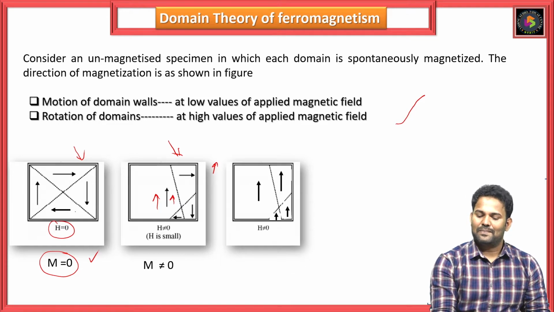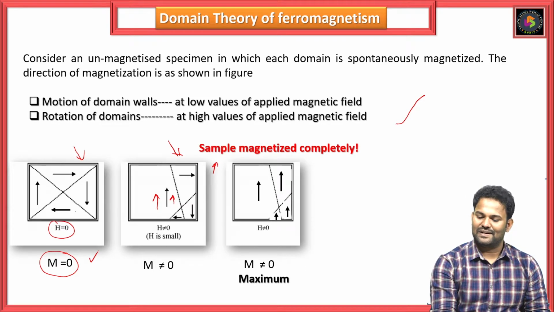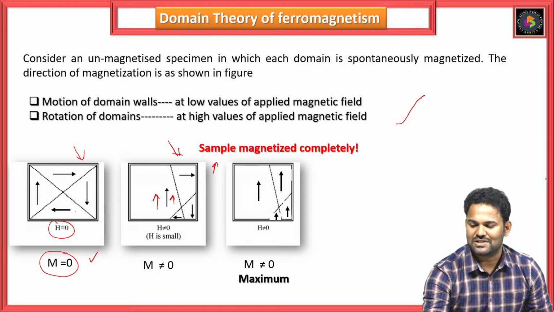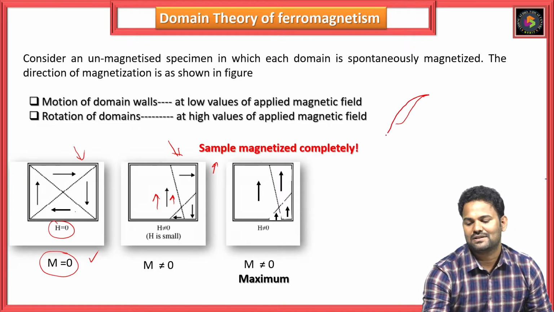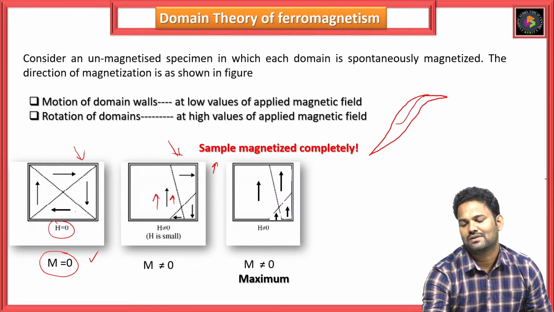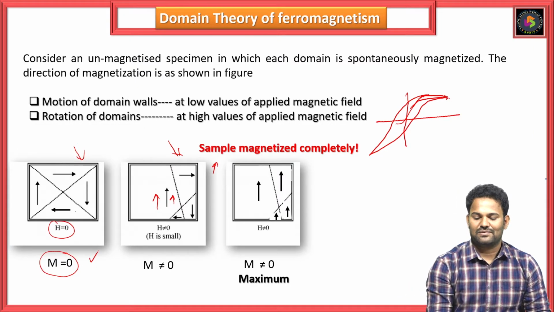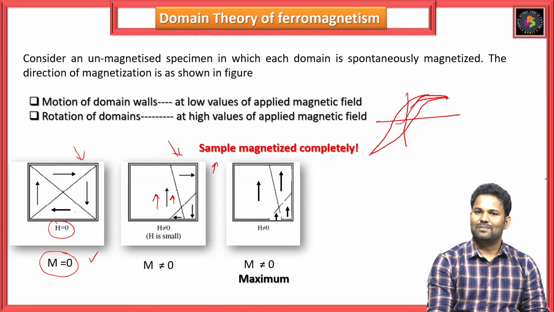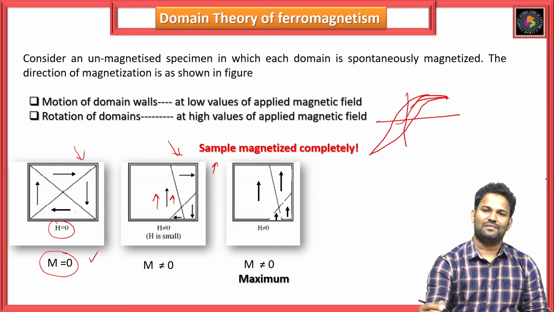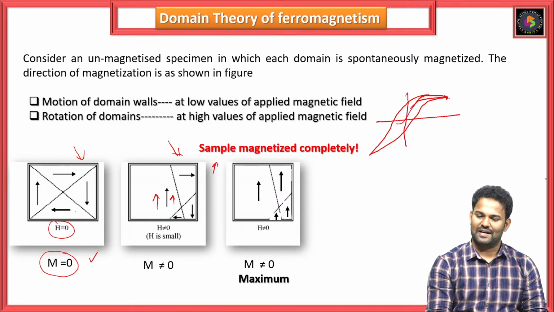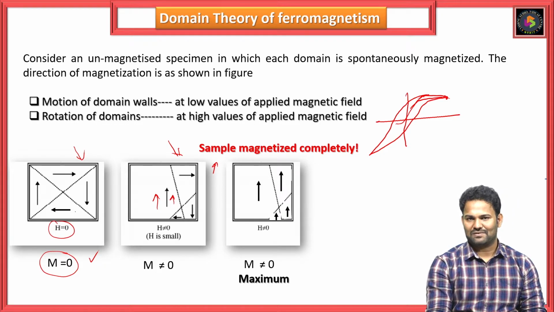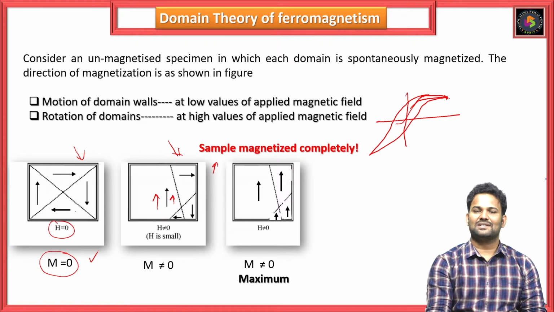In the next case, I am applying more and more magnetic field, so it reaches its saturation point. This is the saturation point. We are applying more and more magnetic field, so the domains are oriented completely towards the field direction, and the magnetization reaches its maximum value. That value is what we call the saturation magnetization of the material.